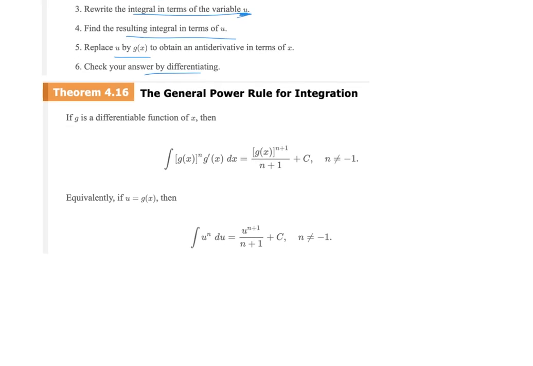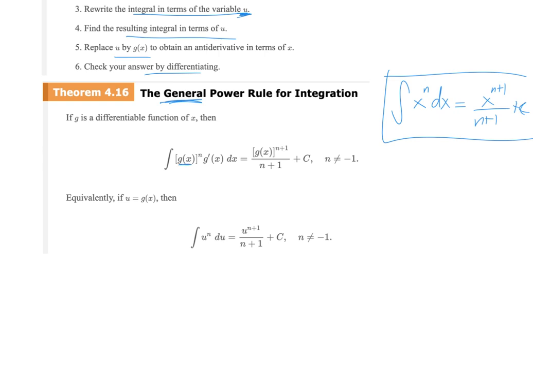Theorem 416, the general power rule for integration. So we've already seen the power rule for integration. If you have x to some power n dx, that would be x to the n plus 1 over n plus 1 plus c. Okay, that's the power rule for integration. General just means, hey, perhaps we're dealing with a function within a function. And so here we have what we saw at the beginning. If we have something raised to an exponent times its derivative dx, then we can just take it back. And here it is written, instead of f and g, it's just with u, kind of the change of variable practice.